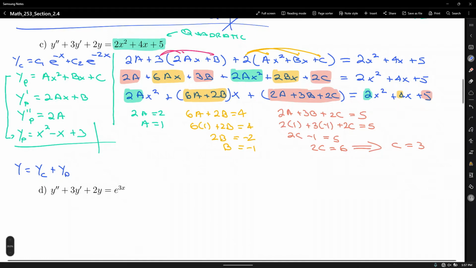All right, so y equals C1 e to the negative x plus C2 e to the negative 2x plus this quadratic polynomial, x squared minus x plus 3.